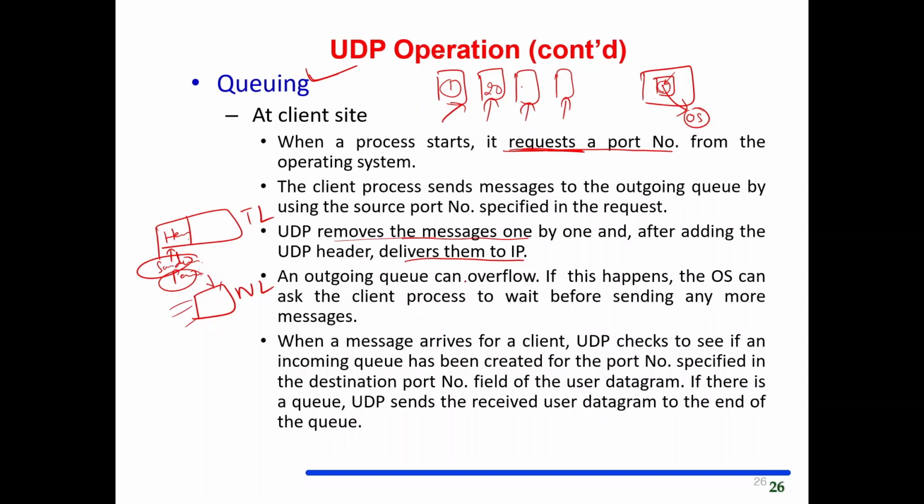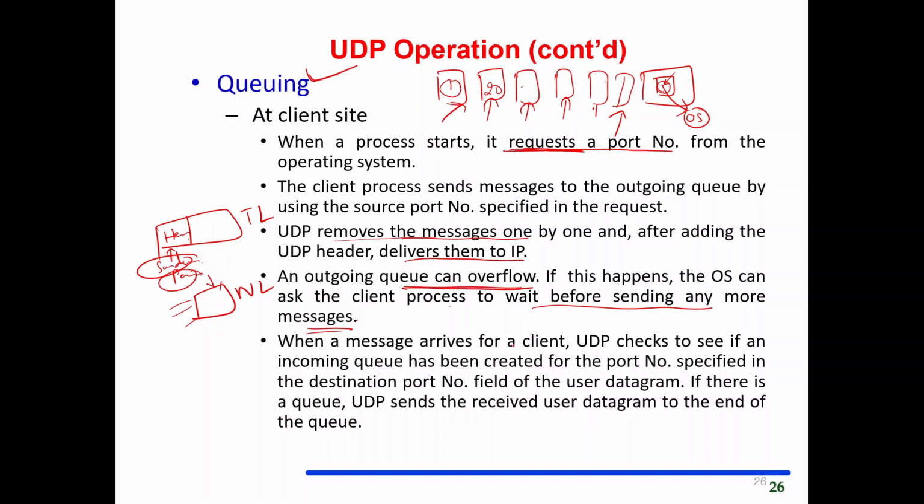An outgoing queue can overflow. When the number of processes is more, the OS can ask the client process to wait before sending any more messages. When there are multiple processes being assigned, the OS will send a request to the client saying not to assign more, to wait for a certain time before sending any more messages. That kind of control over the queue happens in UDP operation. That is called the queue can overflow.